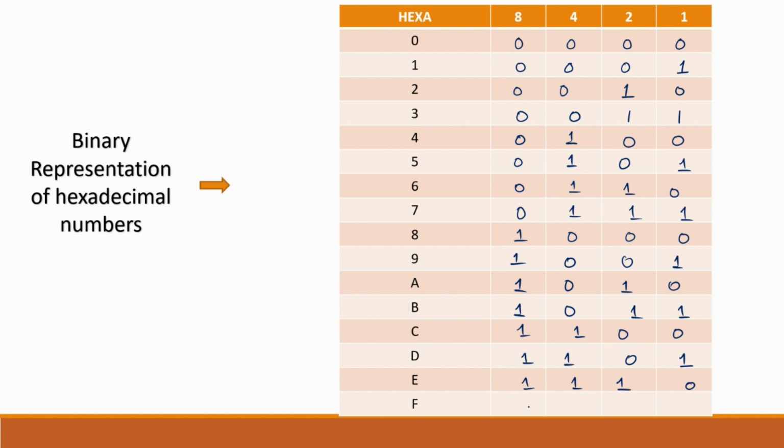And F is 15. The sum of all of this, 8, 4, 2, and 1, all put together is 15. So there are 16 symbols from 0 to F represented by 4 bits of binary numbers in this manner. It is not advisable to memorize this entire sequence. Instead, we can use the 8421, and with practice, it would happen more intuitively.